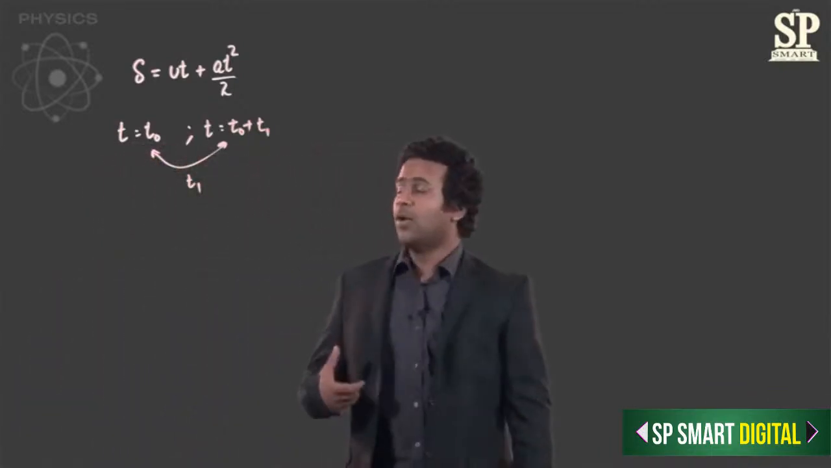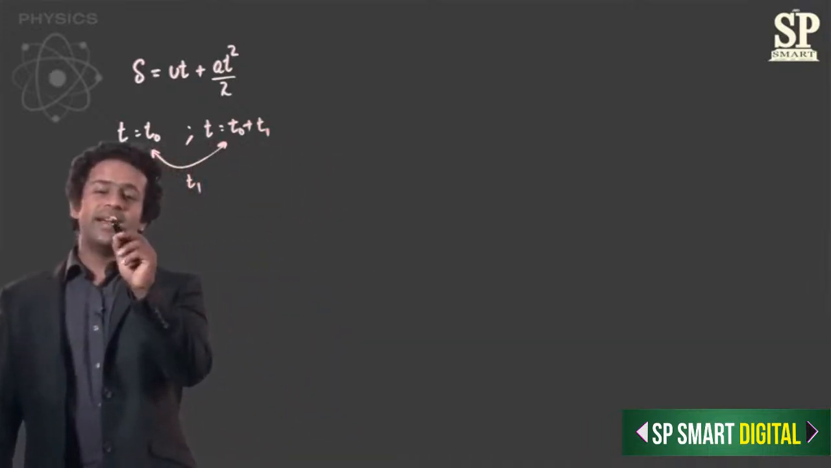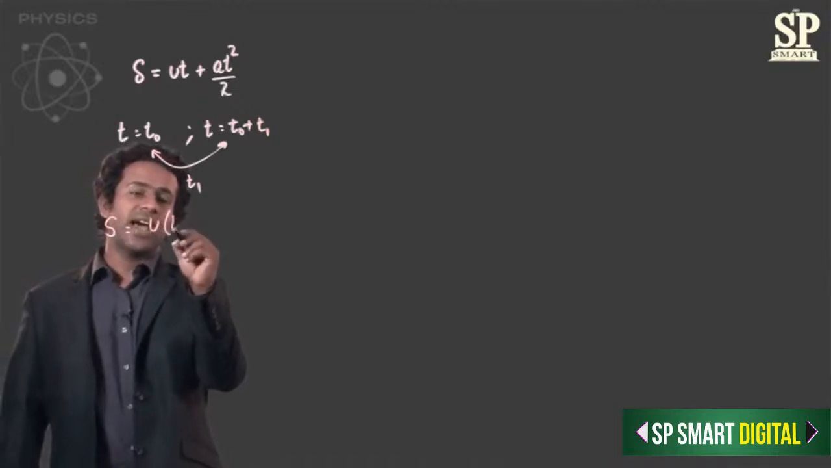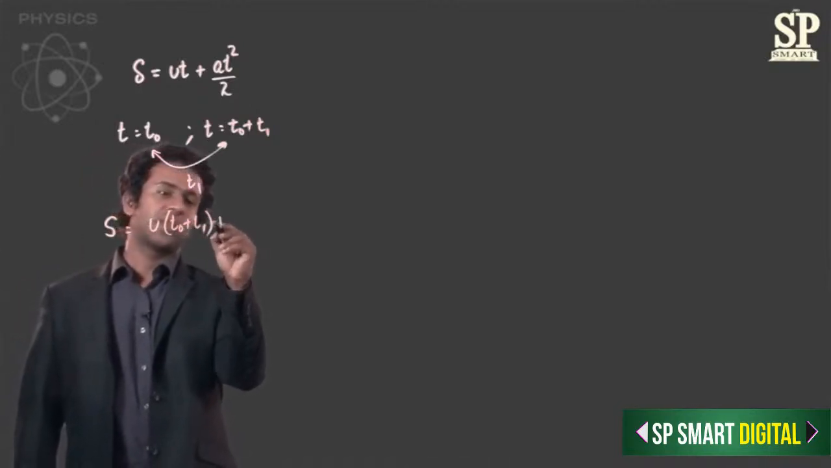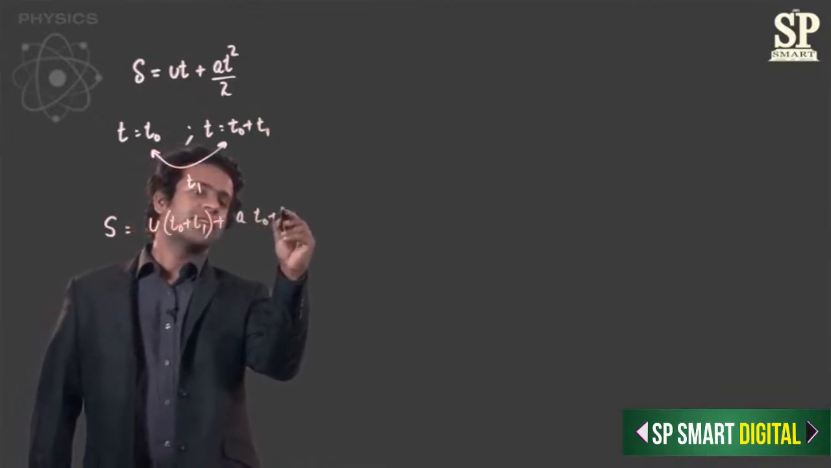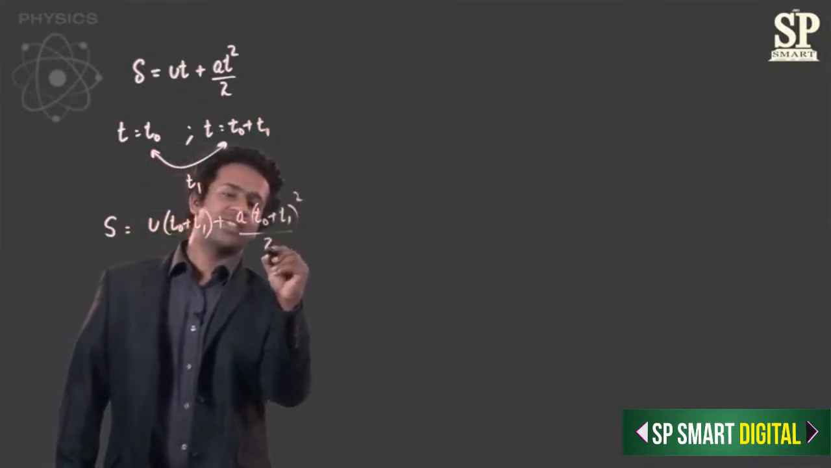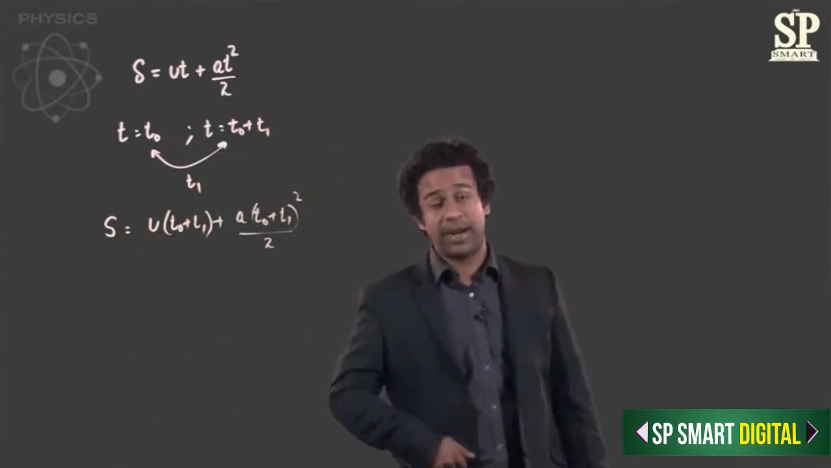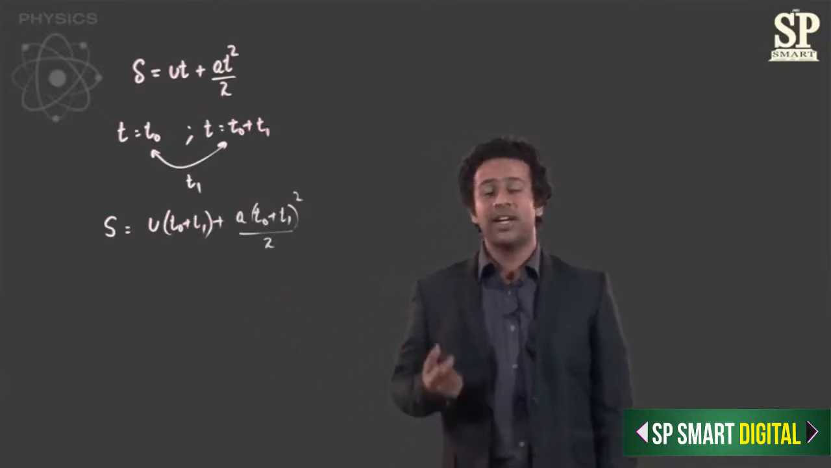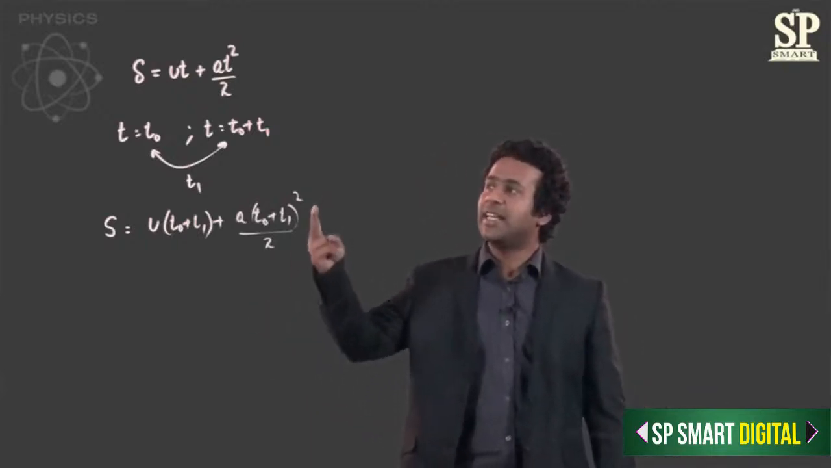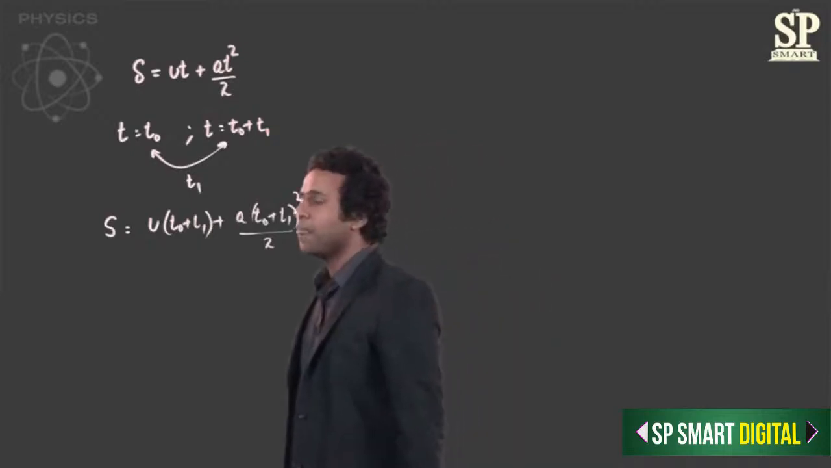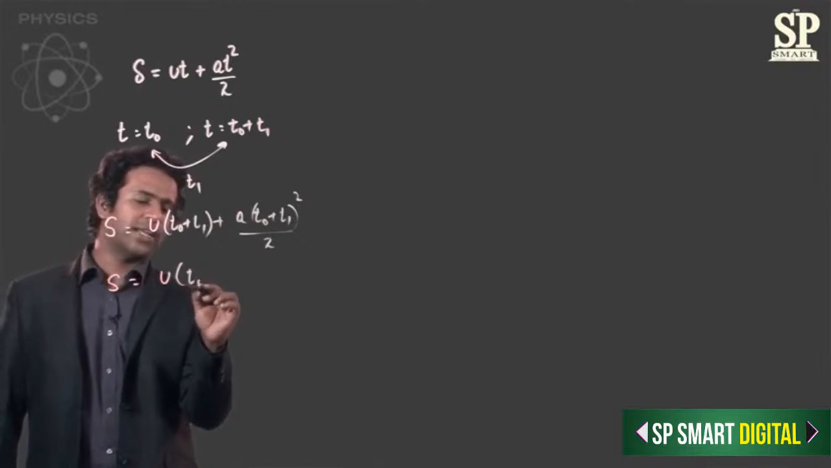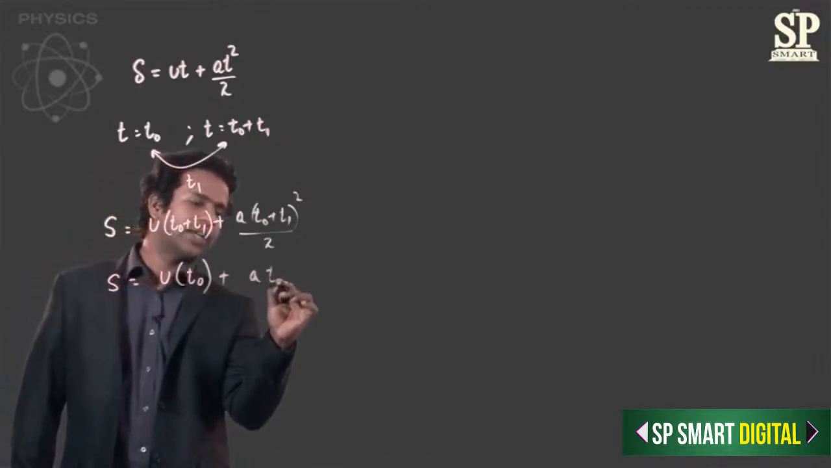So if now I find displacement at t equal to t naught plus t1, which I can do by substituting t as t naught plus t1, as indicated by this equation, you'll have u into t naught plus t1 plus a into t naught plus t1 square by 2. So this basically gives you the displacement till time t equal to t naught plus t1. Similarly, I could write displacement till time t naught as u into t naught plus a into t naught square by 2.